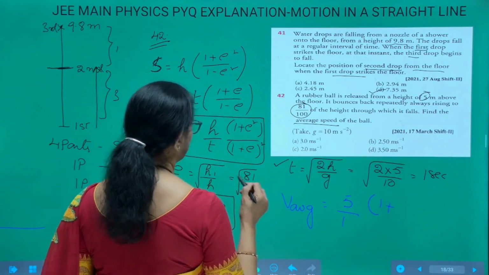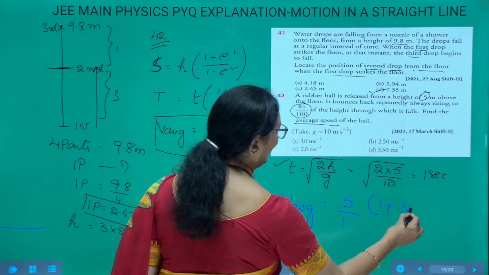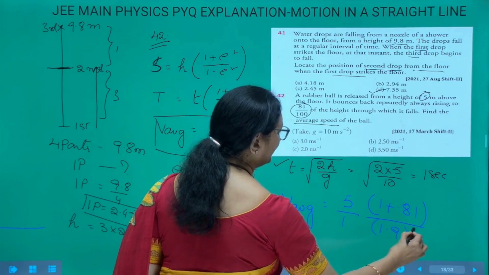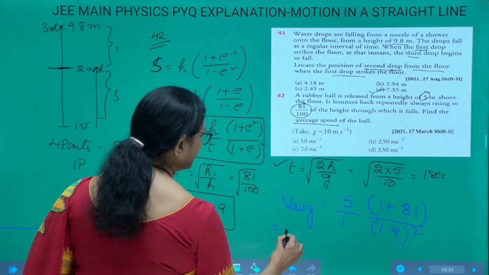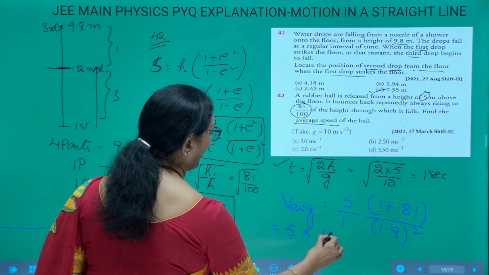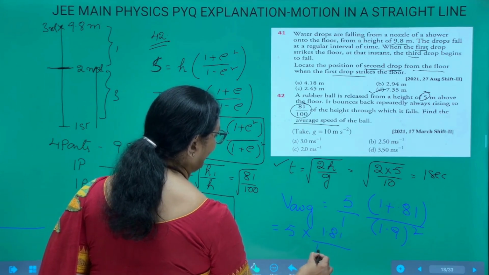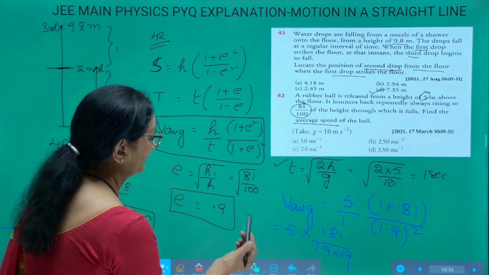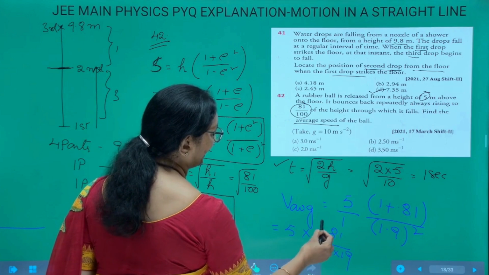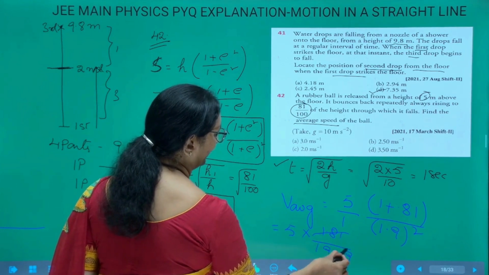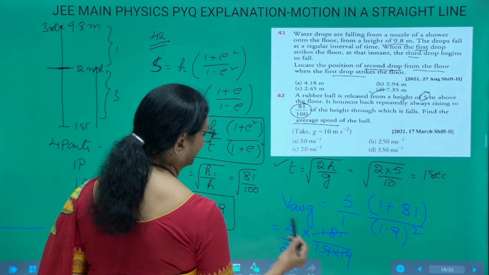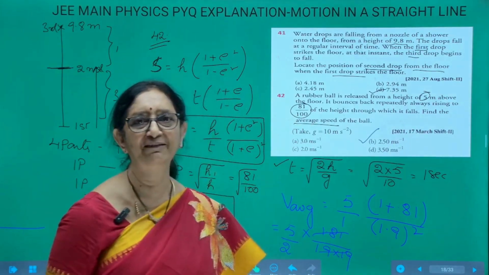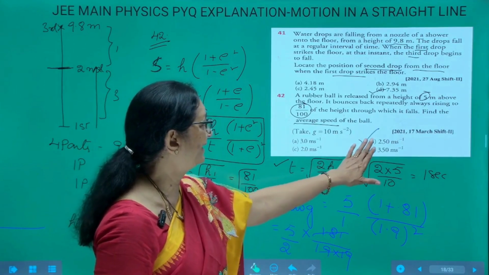1 plus E square is 1.81, divided by (1 plus E)², 1.9 whole square. So this is 5 into 1.81 divided by 1.9 into 1.9. Approximately, if you take this as 2 and this as 2, it becomes 2 in the denominator. So, 5 by 2, that is 2.5 meters per second, is the average speed.